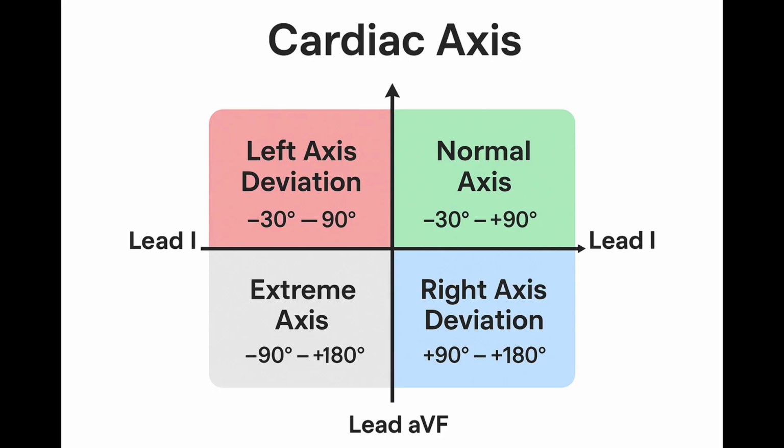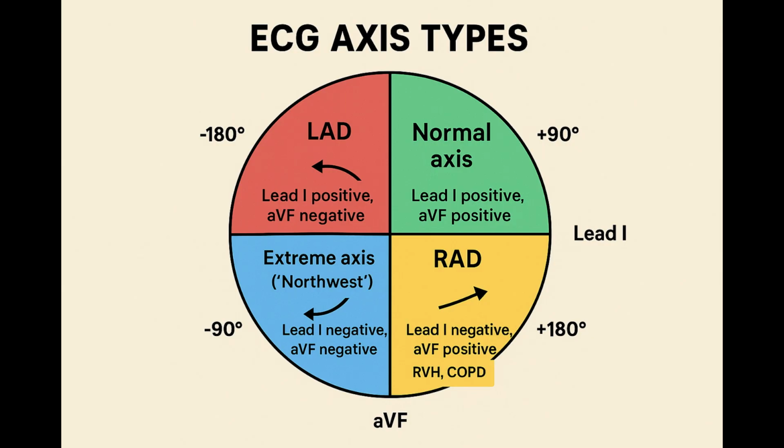Left thumb up, right thumb down, left axis deviation, and the other way. If lead I is negative, thumb down, and aVF is positive, thumb up, that's right axis deviation. Points towards problems on the right side, like right ventricular hypertrophy, maybe from pulmonary hypertension or something straining the right ventricle. It's another piece of the puzzle.